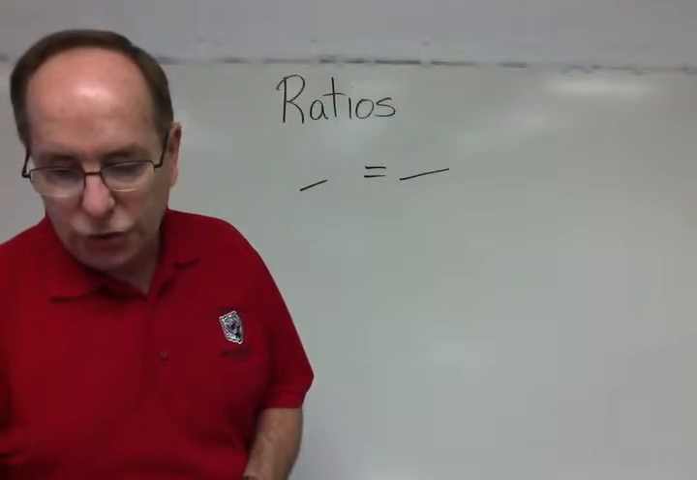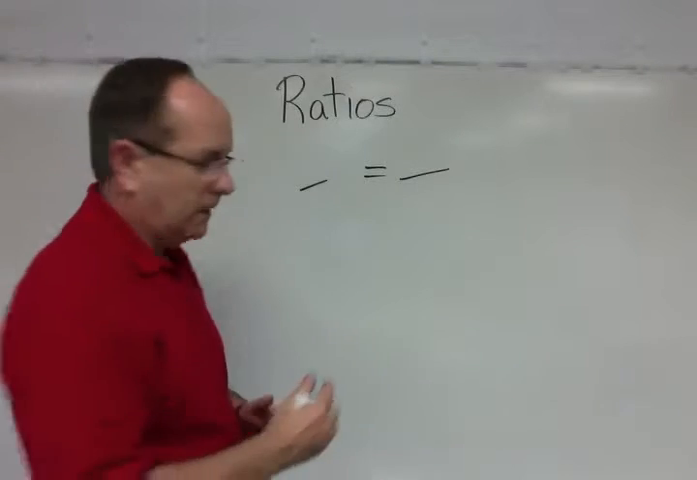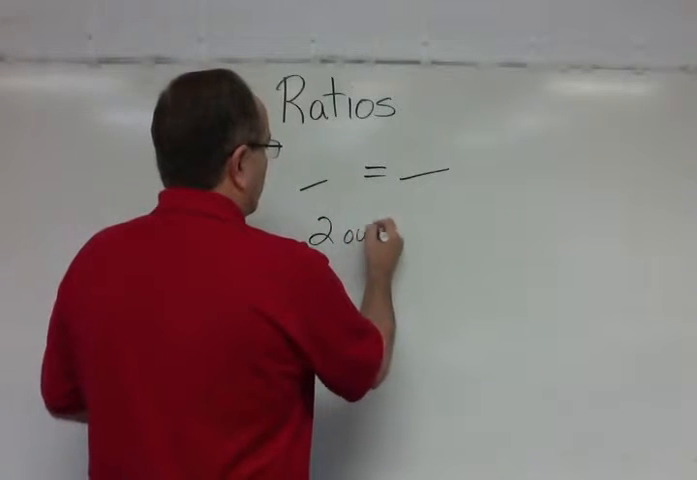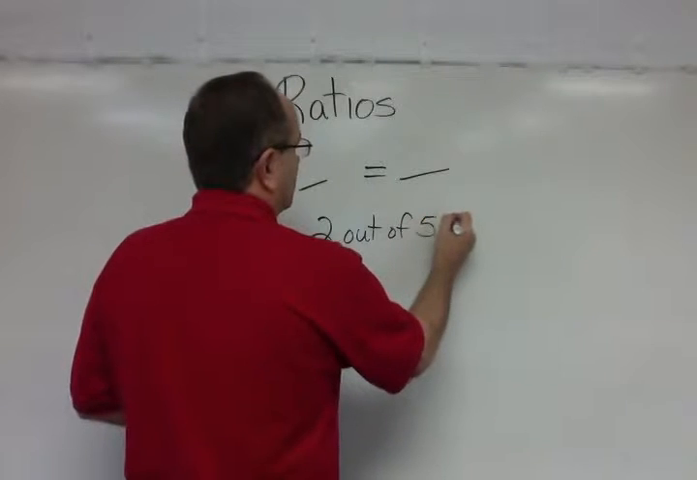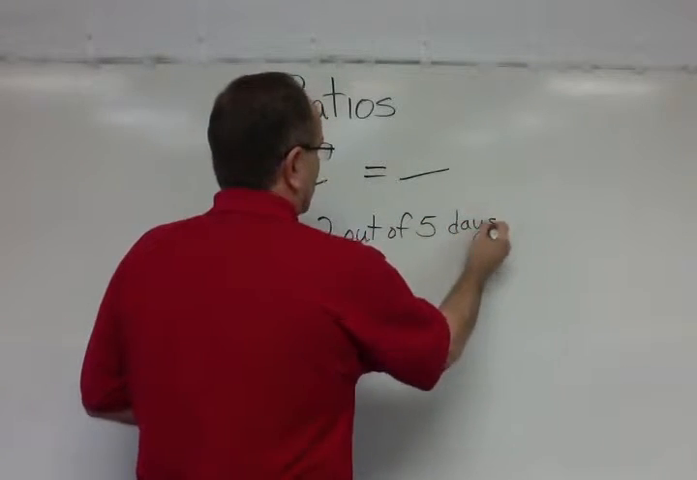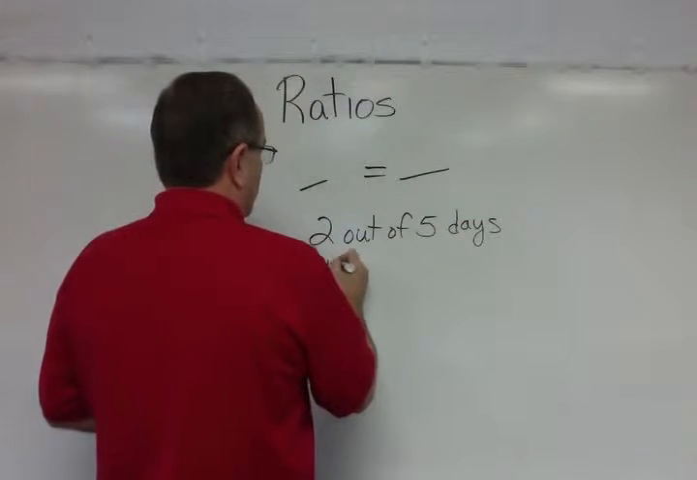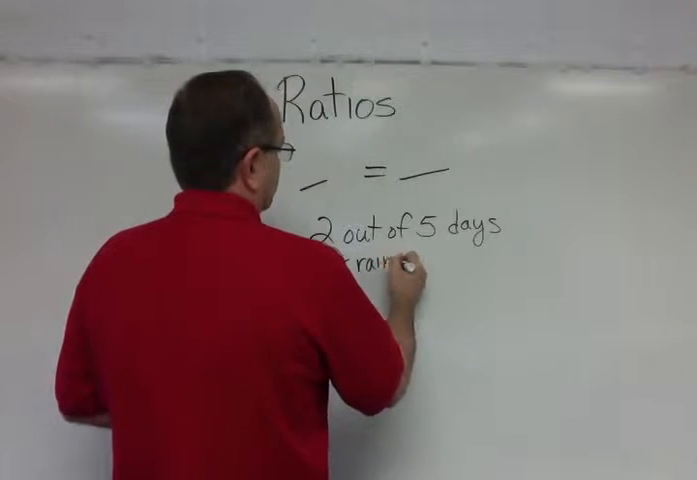It rained 2 out of 5 days in the month of April. 2 out of 5 days was rain in April.